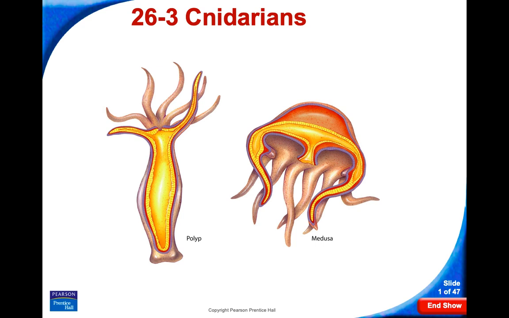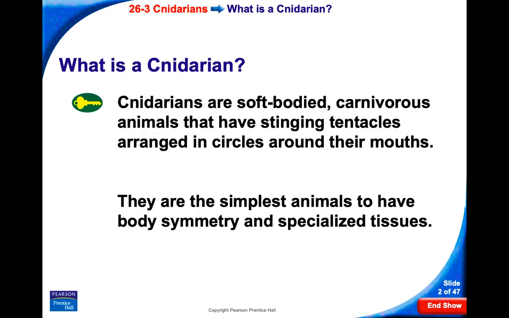Okay, let's get started. So first of all, pronunciation. The C is actually silent for this phylum. It's tempting to call them cnidarians, but the C is silent, so it's actually just cnidarians. Okay, and a cnidarian is a soft-bodied carnivorous animal. It has stinging tentacles arranged in circles around their mouths. Okay, and so this phylum Cnidaria includes animals like hydras, jellyfishes, sea anemones, and corals. And we'll talk about those in a bit more detail later on.